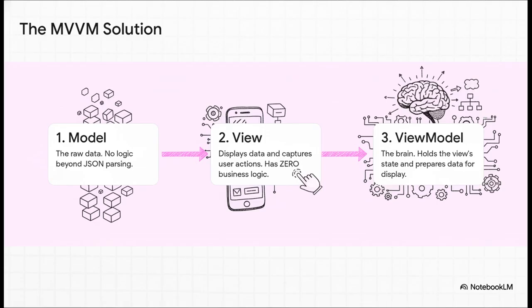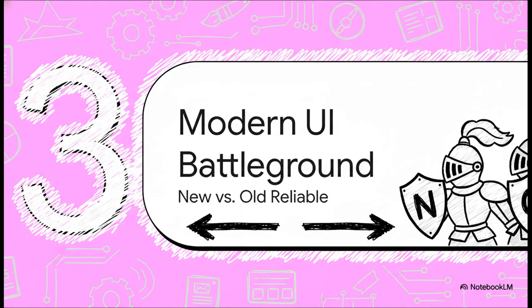It takes the raw data, prepares it perfectly for the view, and handles all the logic. This separation is what keeps the chaos away. Now let's talk about the part of the app people actually see, the user interface. Because right now, this is probably the biggest debate happening in the entire Apple developer community.